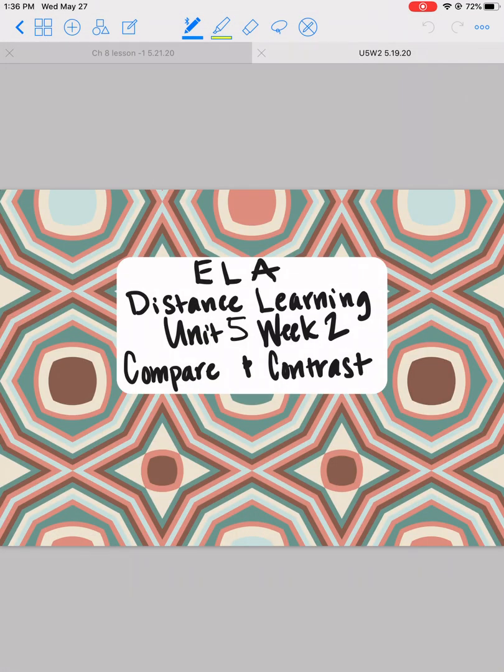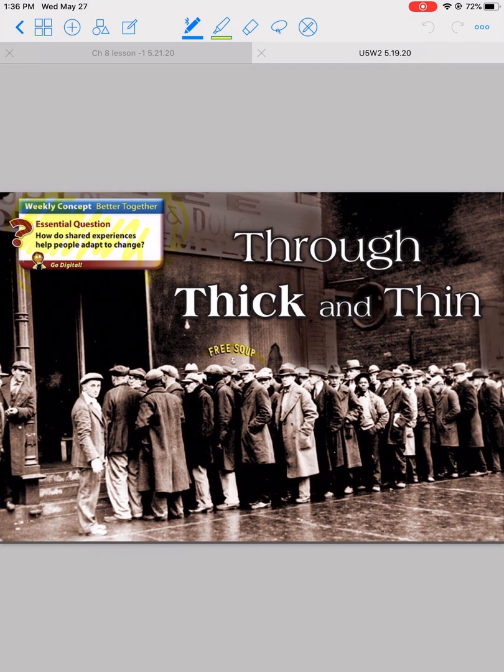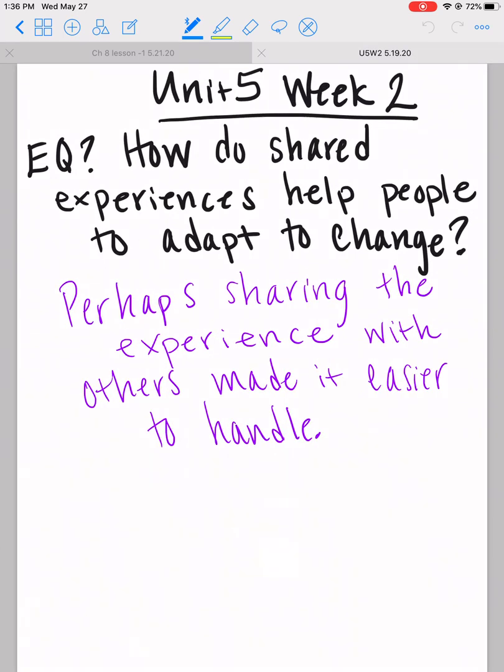ELA Distance Learning, Unit 5, Week 2, Compare and Contrast. Now, we've already done this through thick and thin with people at the soup kitchen. And then our essential question is, how do shared experiences help people to adapt to change? Perhaps sharing the experience with others made it easier to handle.